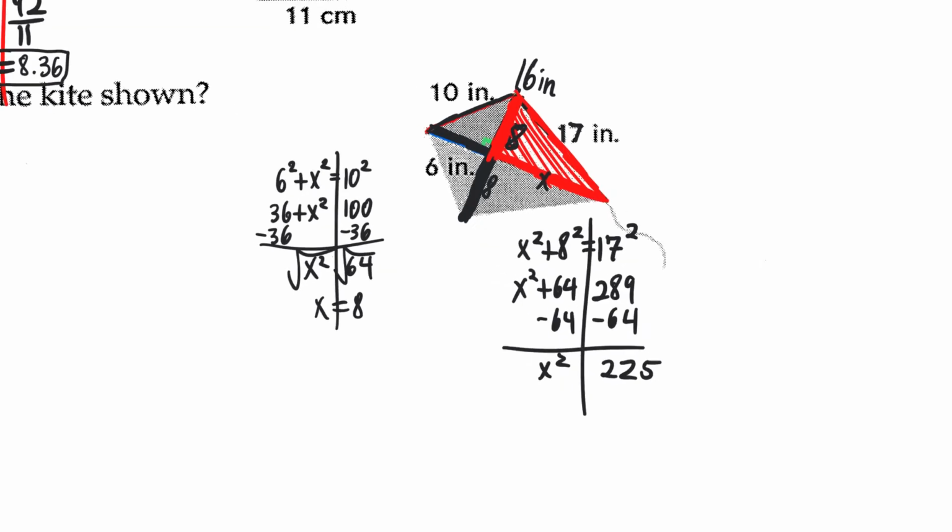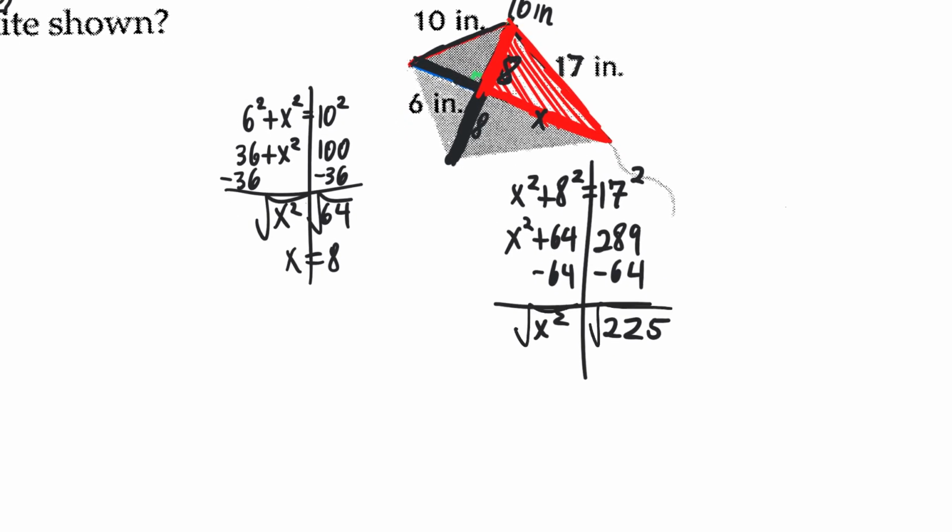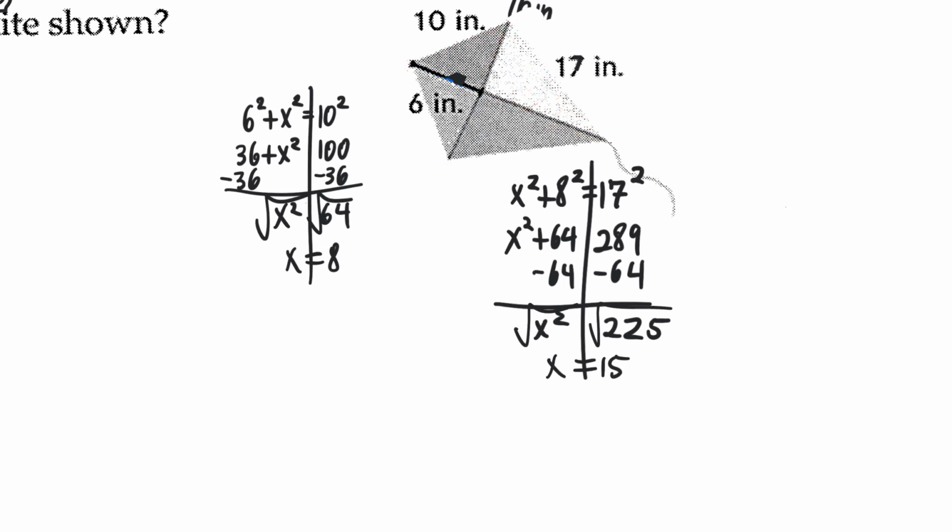I know that this side's 17, and now I'm looking for this side. So how am I going to set that one up in the Pythagorean theorem? x squared plus 8 squared equals 17 squared. Good. So we have x squared plus 64 equals 289. Subtract 64. x squared equals 225. Good. Take the square root of 225, and x equals 15. I'll just erase all that for now.